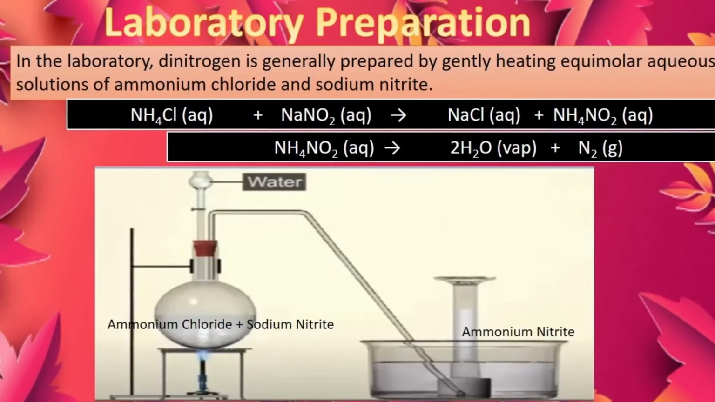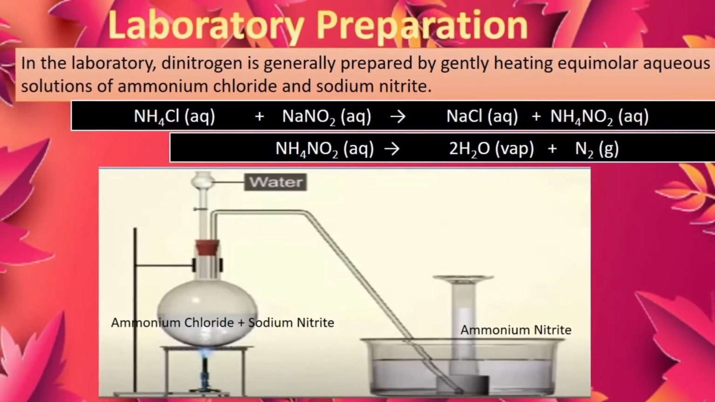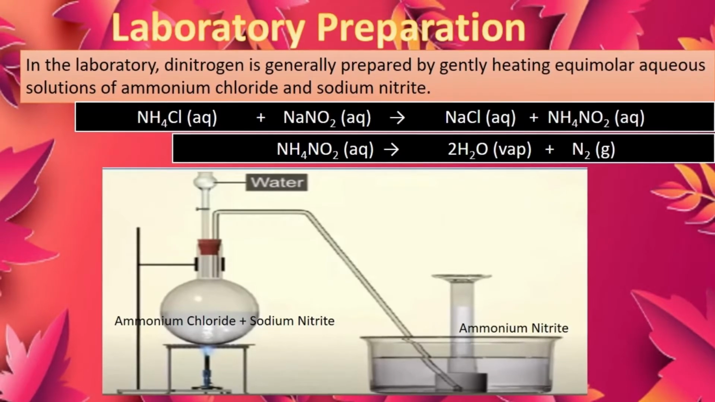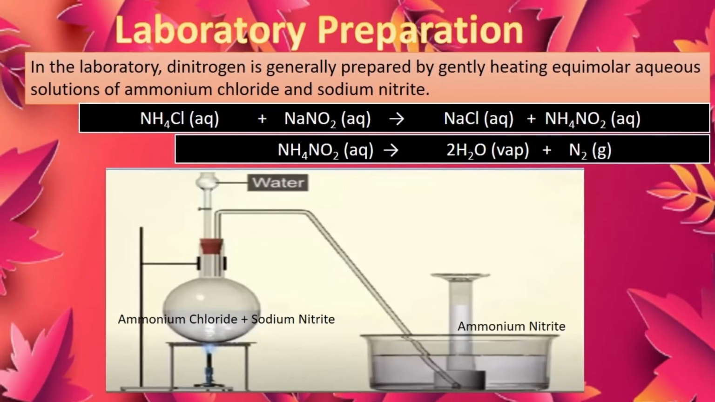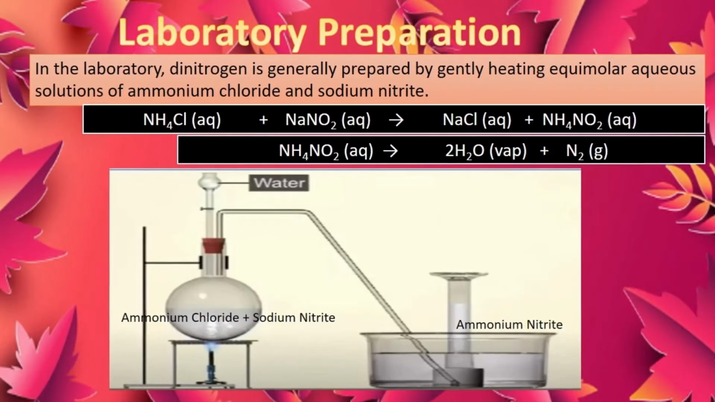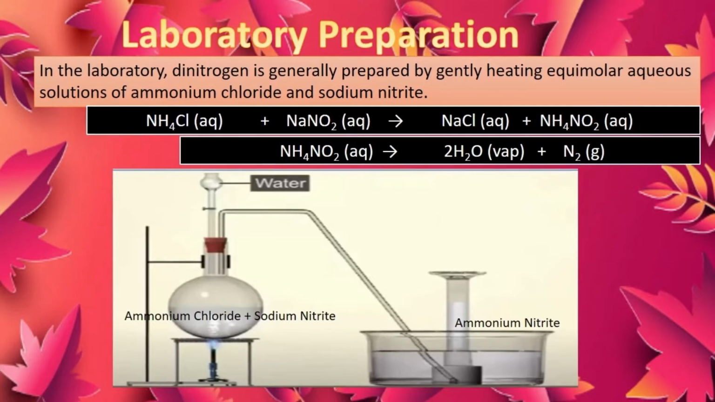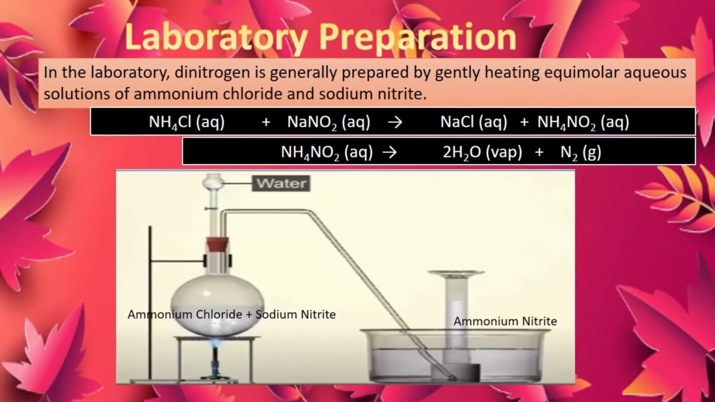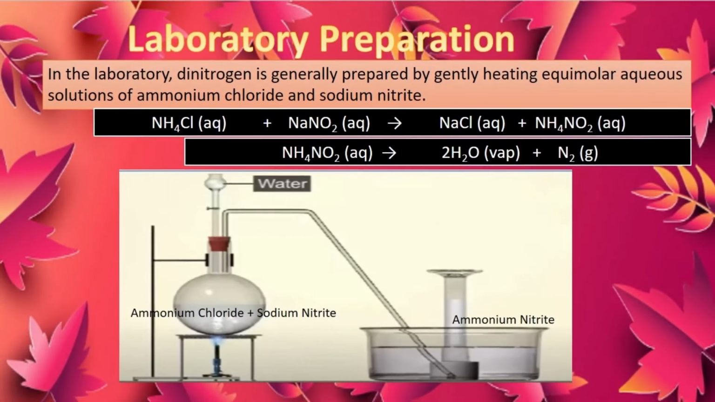Now let's move to the laboratory preparation of dinitrogen. There are three methods to prepare dinitrogen in the laboratory. The first method is that we heat an equimolar solution of ammonium chloride and sodium nitrite. When you heat ammonium chloride and sodium nitrite, we get ammonium nitrite. This aqueous ammonium nitrite will decompose to give dinitrogen.